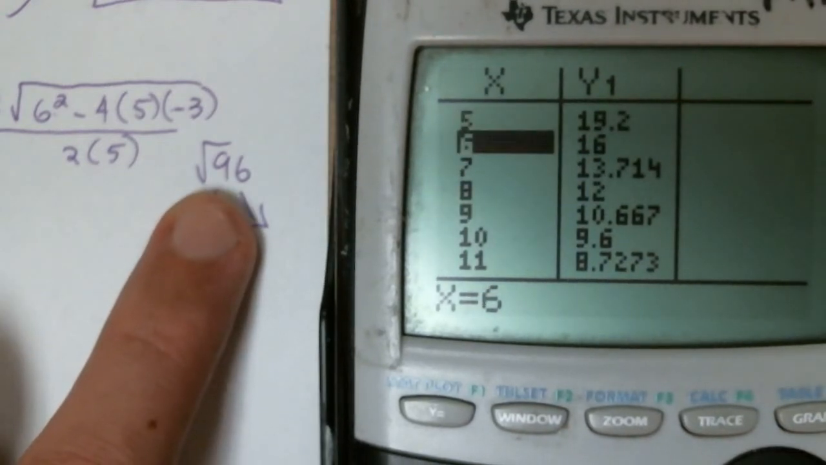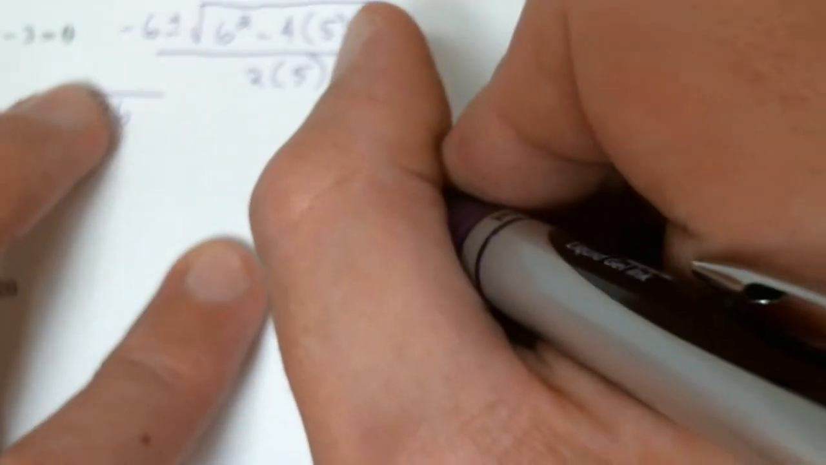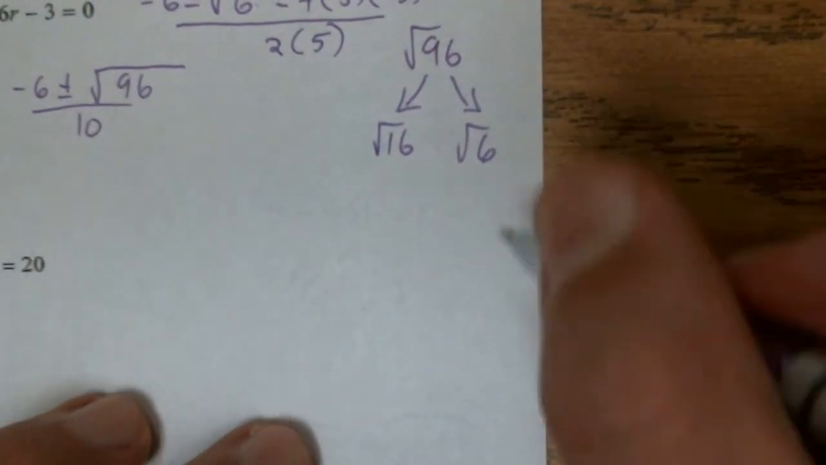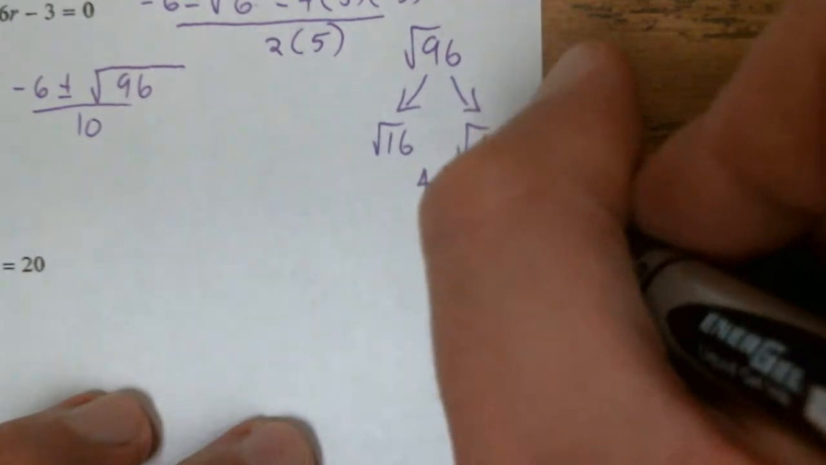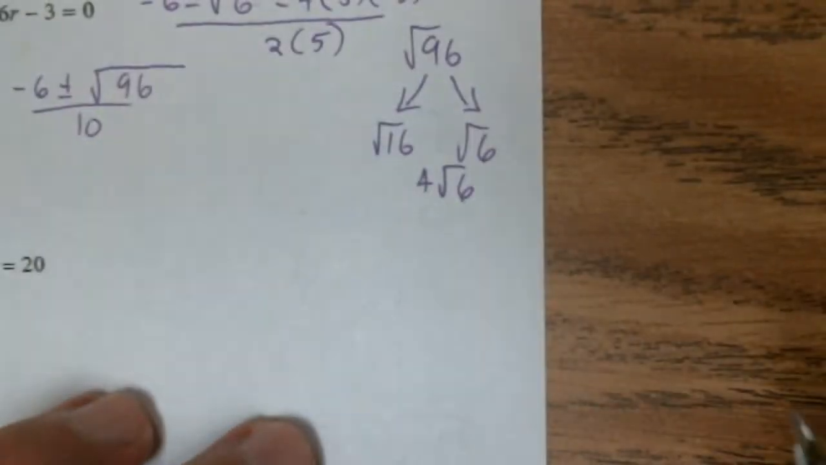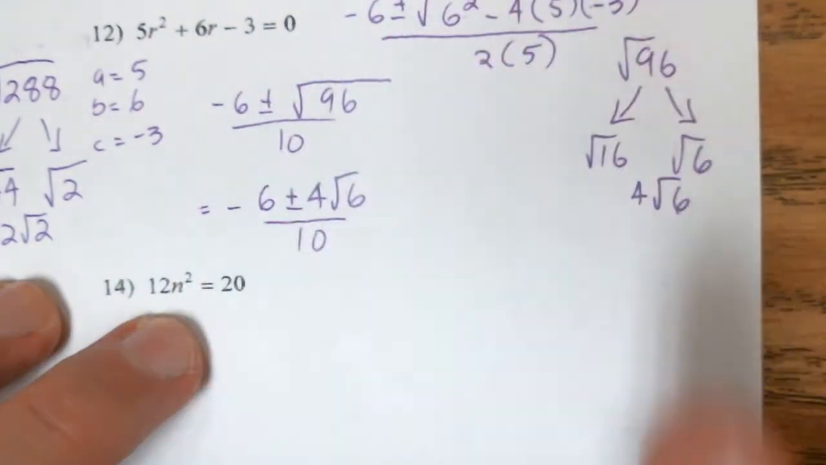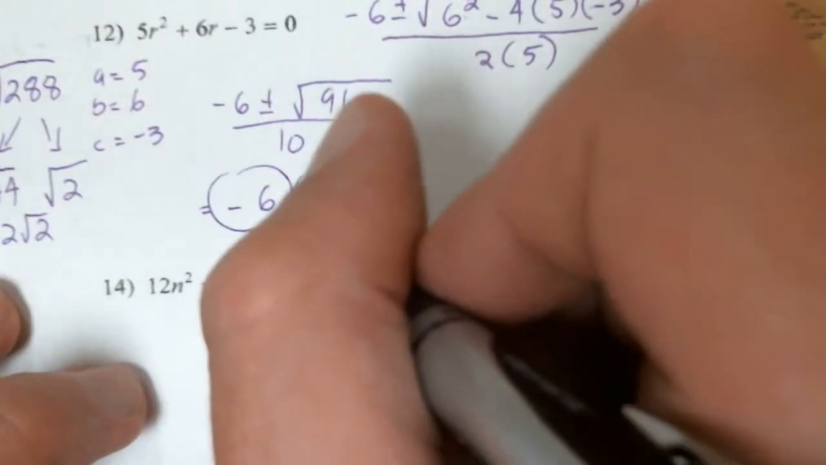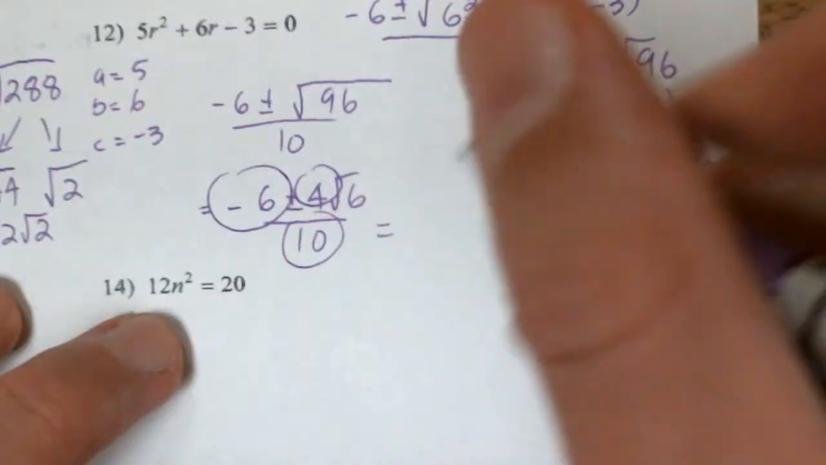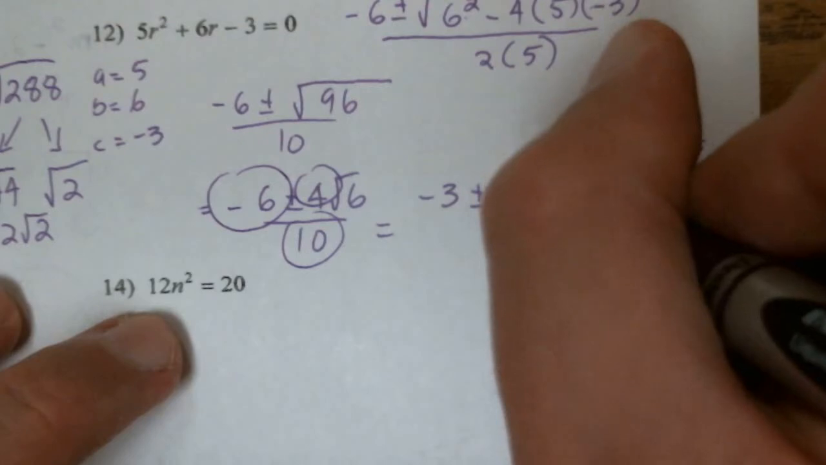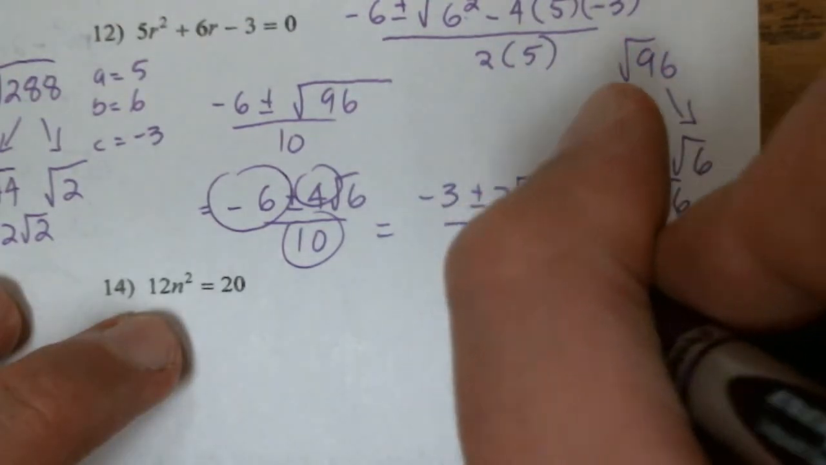So this is going to break down into 16 and 6. 16 is the perfect square, so that goes on the left. 6 is the trash, or the non-perfect land, that goes on the right. And so that just simplifies to 4 root 6. The square root of 16 is 4. So I'm going to replace root 96 with 4 root 6. So that's going to be negative 6 plus or minus 4 root 6 all over 10. And then notice that all three of those are divisible by 2. So that will give me negative 3 plus or minus 2 root 6 all over 5.